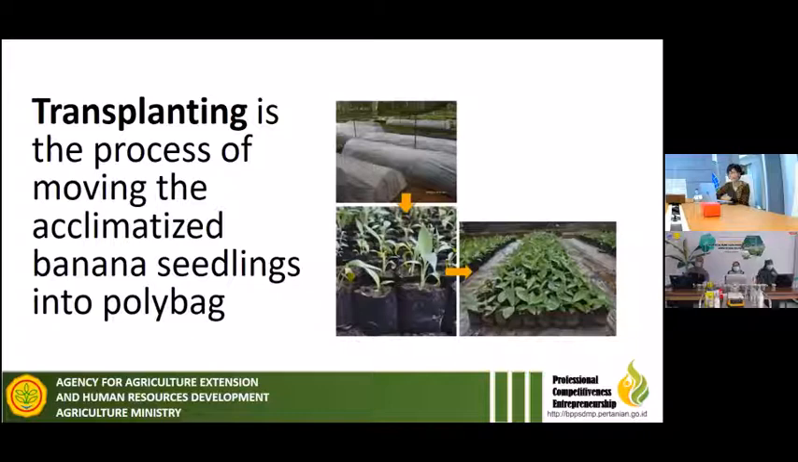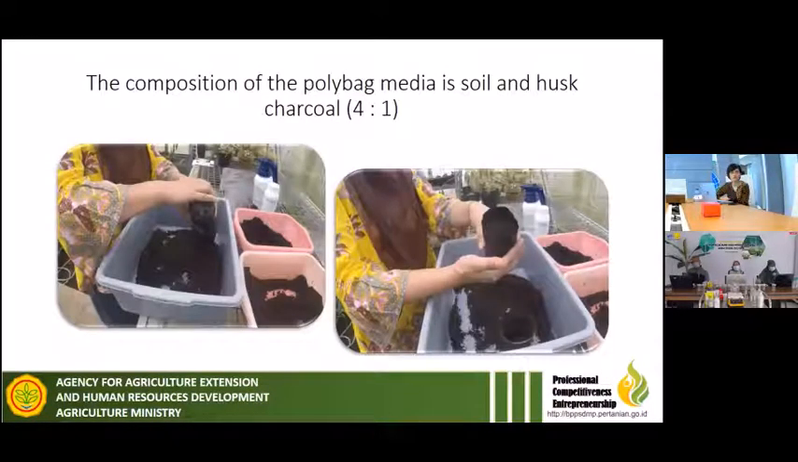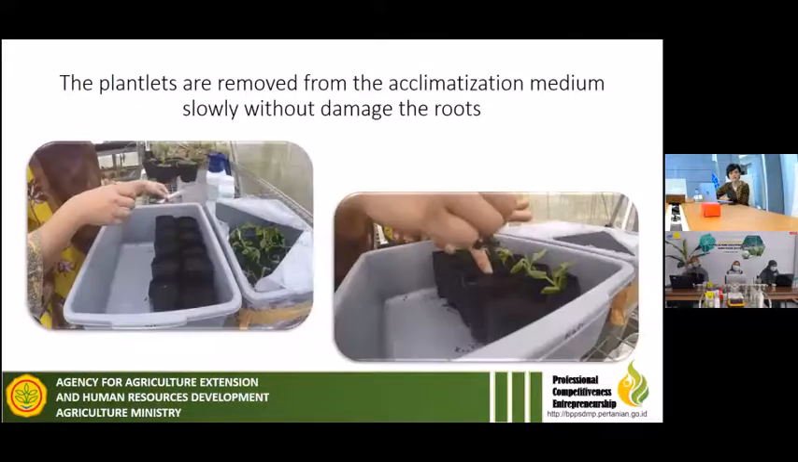And for growing the banana seedling, we need to transplant, and transplanting is the process of moving the acclimatized banana seedling into polybags. This is the second phase of the acclimatization. The composition of the polybag media is soil and husk charcoal at 4:5. The plantlets are removed from the acclimatization medium slowly. Make sure that you do not damage the roots, and after that you put them into the polybag.